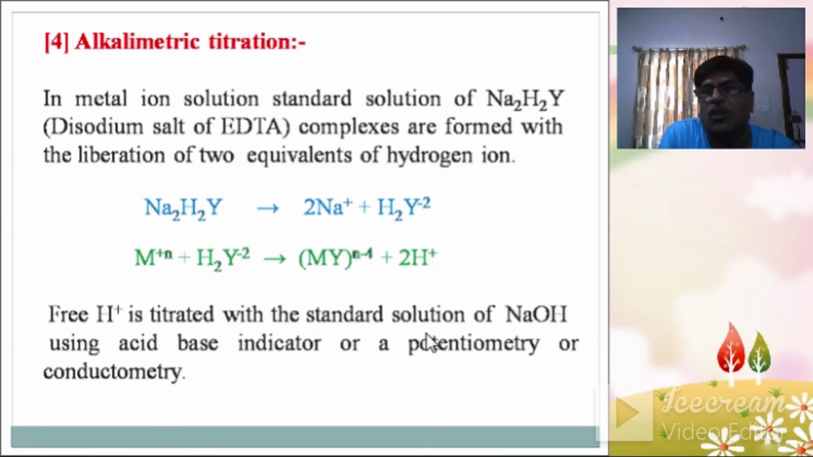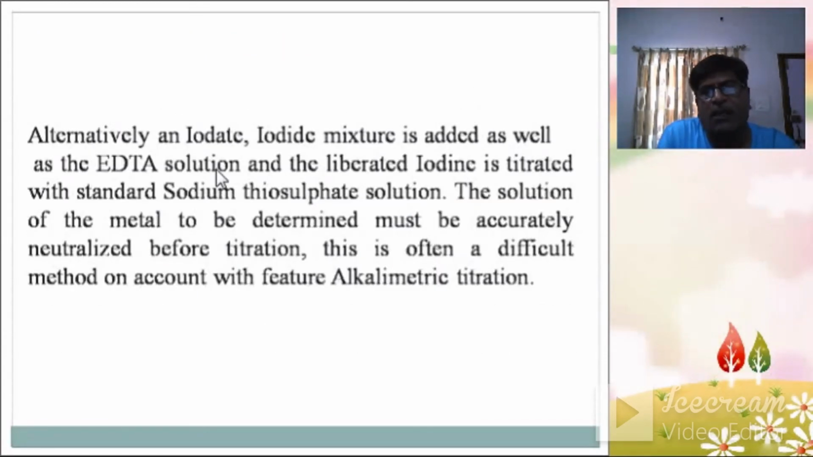Alternatively, an iodide mixture is added along with the EDTA solution, and the liberated iodine is titrated with standard sodium thiosulfate solution. The solution of the metal to be determined must be accurately neutralized before titration. This is often a difficult method on account of this feature of alkalimetric titration.